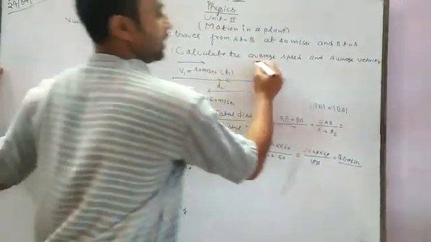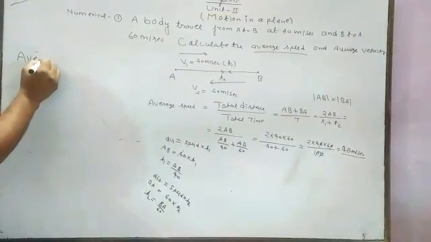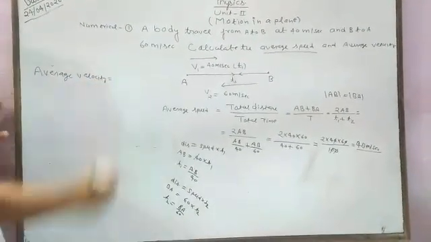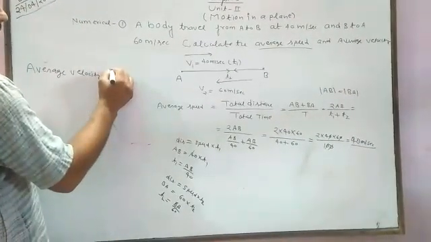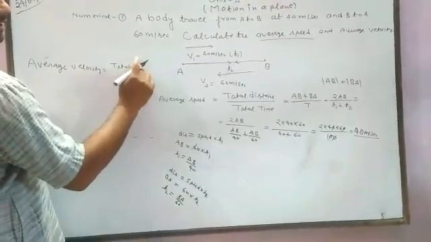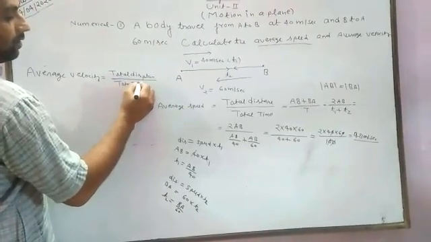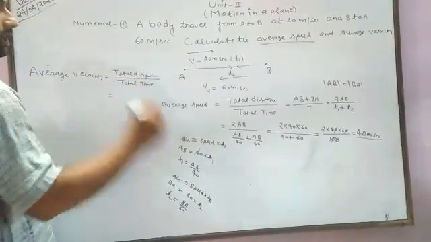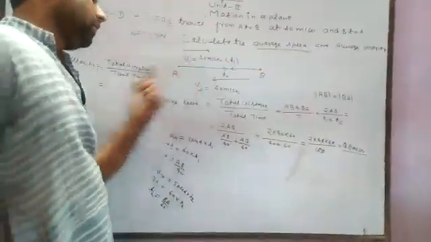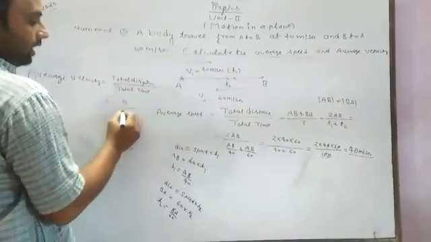Now this is the average speed. Now we can calculate the average velocity. How can we calculate the average velocity? Total displacement upon total time. Now how can we calculate the total displacement? When a particle moves from A to B and B to A, the total displacement should be 0, and total time will be T.